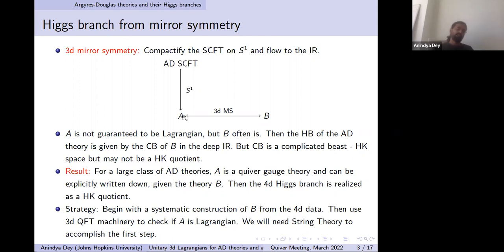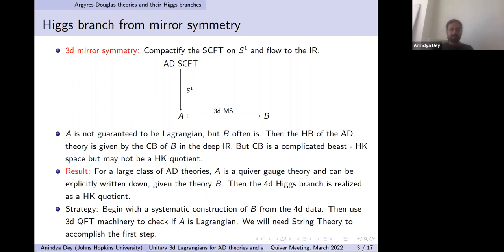Now, the main result that I'll present in this talk is that for a very large class of Argyres-Douglas theories, A is a quiver gauge theory. A turns out to be a quiver gauge theory and can be explicitly written down given the theory B. So if you know B, you can write down A for a very large class of Argyres-Douglas theories. In that case, what that implies is that the 4D Higgs branch is realized as some hyperkähler quotient, where the data comes from the quiver gauge theory describing A.